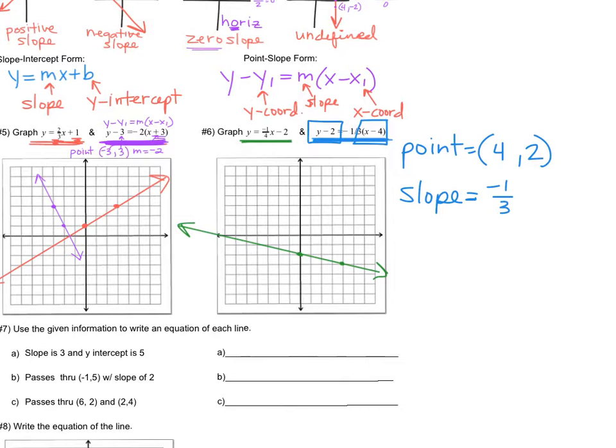So 4, 2, 1, 2, 3, 4, 1, 2. Puts us here, and then a slope of negative 1/3 would go down 1 to the right 3. Take your straight edge, draw the line in. Okay, questions on that?